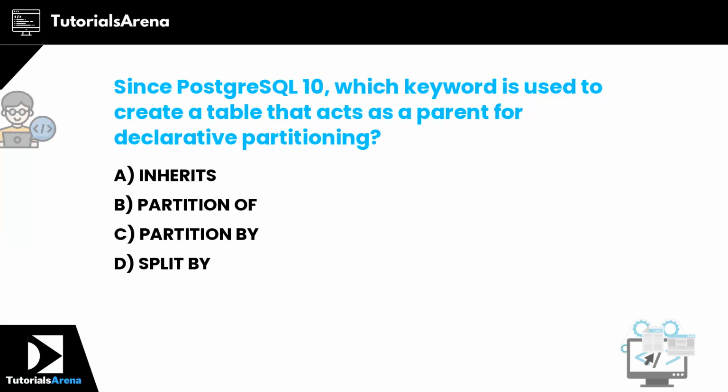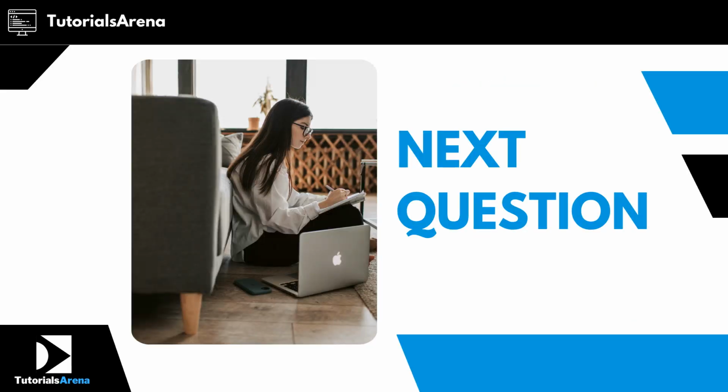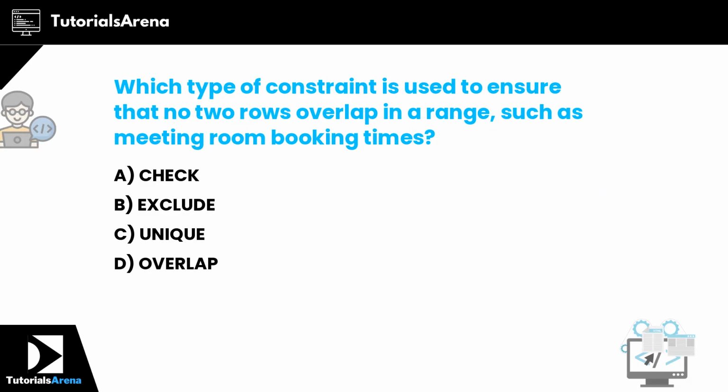Since PostgreSQL 10, which keyword is used to create a table that acts as a parent for declarative partitioning? The correct answer is option C, partition by. Which type of constraint is used to ensure that no two rows overlap in a range, such as meeting room booking times? The correct answer is option B, exclude.